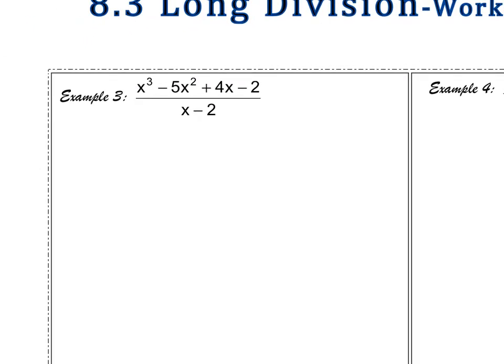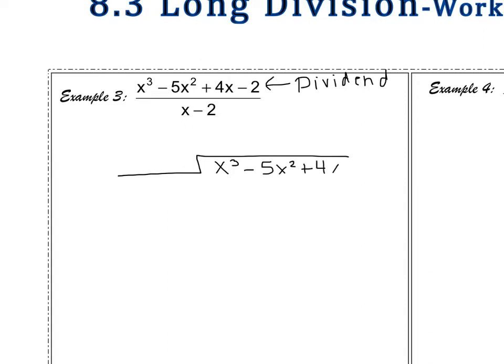Now remember that the top of the fraction is going to be our dividend, and it's going to be going inside of my long division. So I'm going to put x to the power 3 minus 5x to the power 2 plus 4x minus 2 over here. And the divisor, x minus 2, is going to be written on this side of my long division shape.